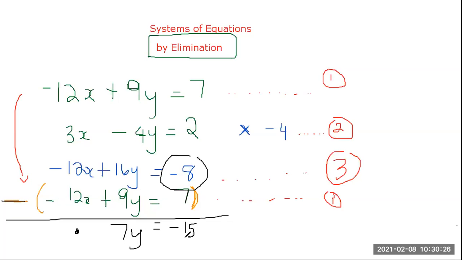So now, since I've eliminated the x variable, now I have the y variable. So I'm going to divide by 7 using the multiplicative inverse. So y is equal to negative 15 over 7. We just found y, so now we need to find what x is. Keep in mind, again, I did not have to eliminate the x variable first. I could have eliminated the y variable first. It's completely your choice.